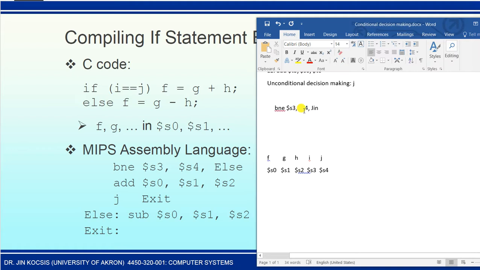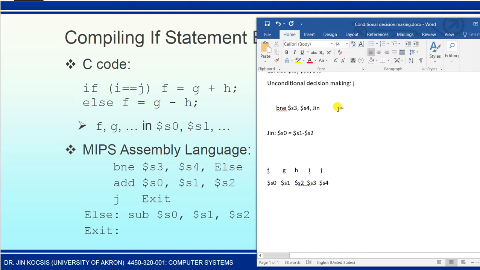Okay, so if S3 and S4 are not equal, I will branch to the operation gene. This label corresponds to the subtraction operation, right? Which is S0 equals S1 minus S2, right?